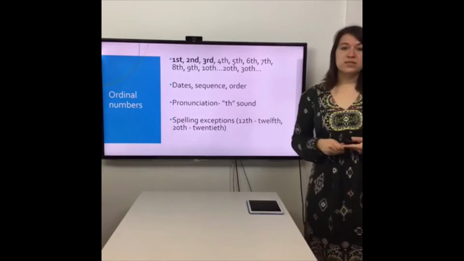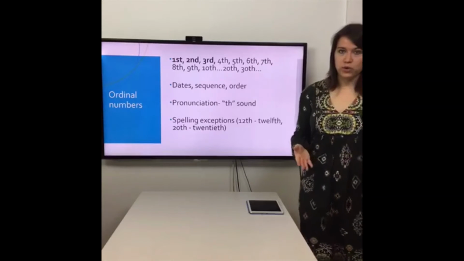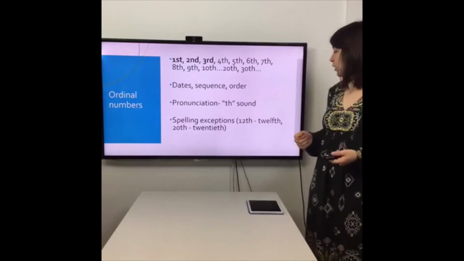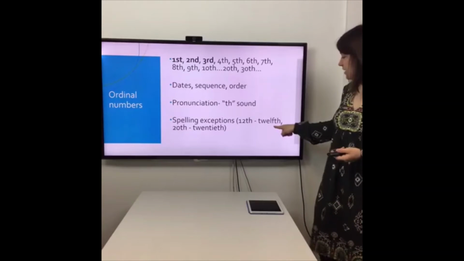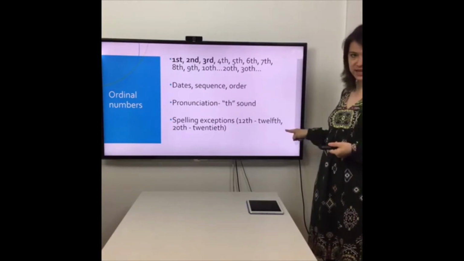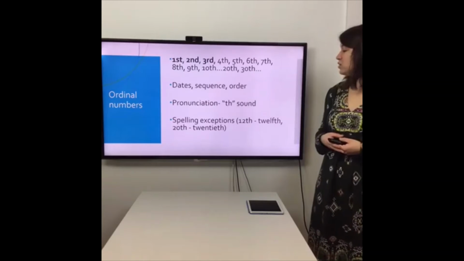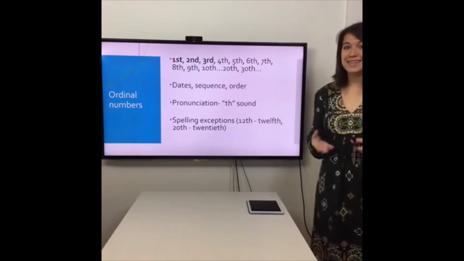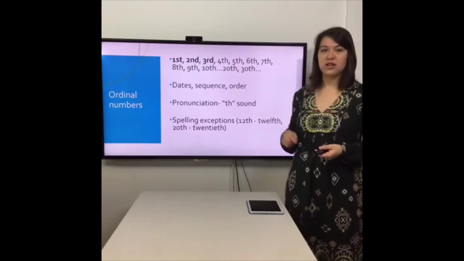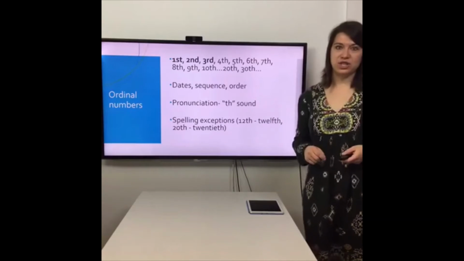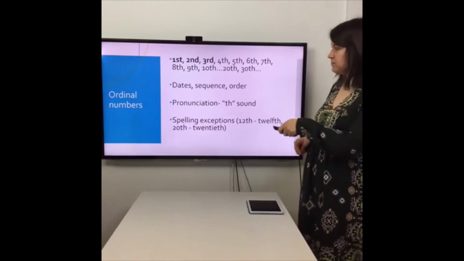There are a few spelling exceptions with ordinal numbers. For example, 12 changes, the V changes to LFTH, 12th. And with 20, 20th, the Y changes to IETH. So make a note of these spelling changes with ordinal numbers.